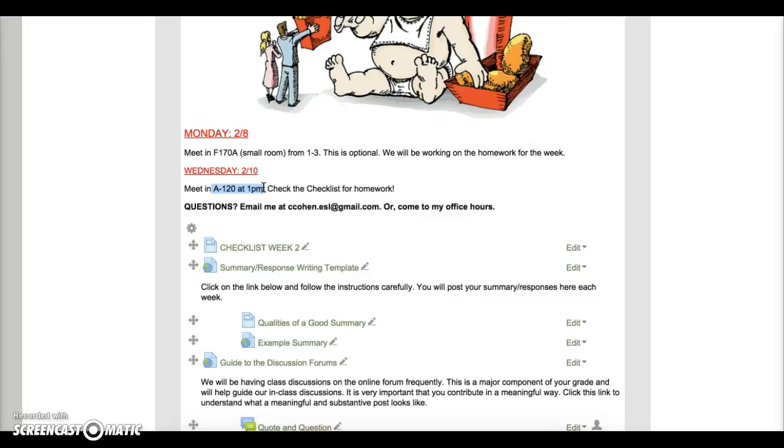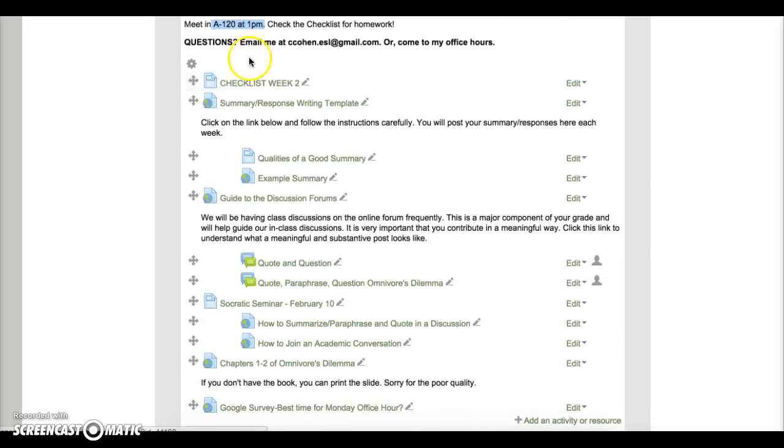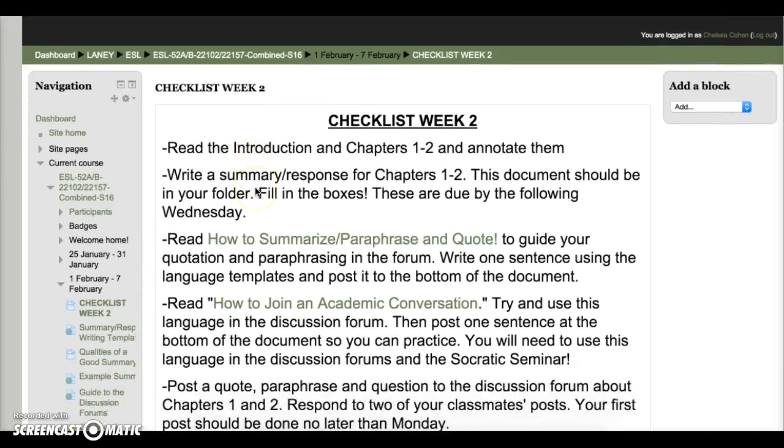So, what should you do every Wednesday? You should check the checklist to see what the homework is for the week. So I'll always have a written checklist, and I'll follow that up with a video checklist for you. So let's take a look at this.